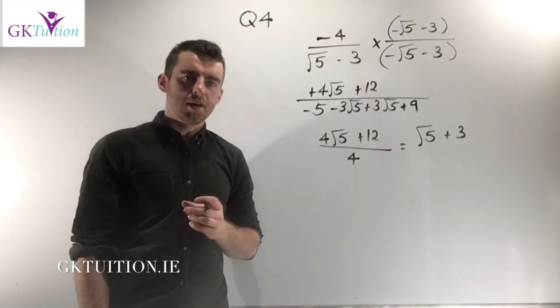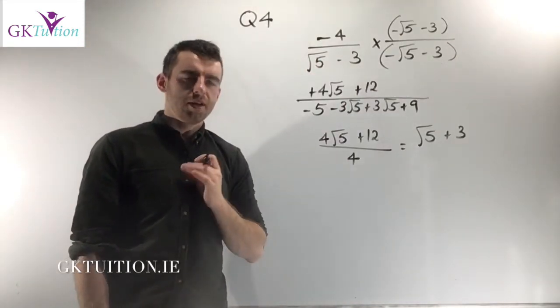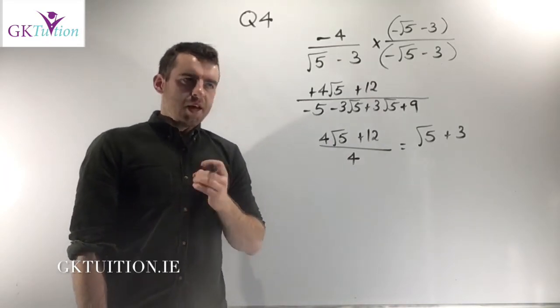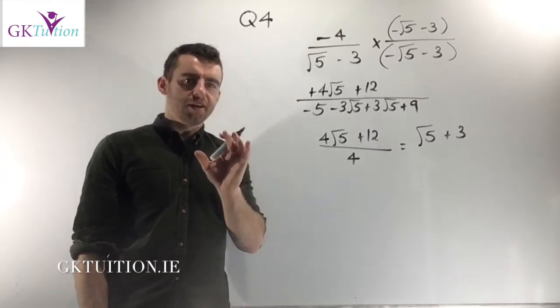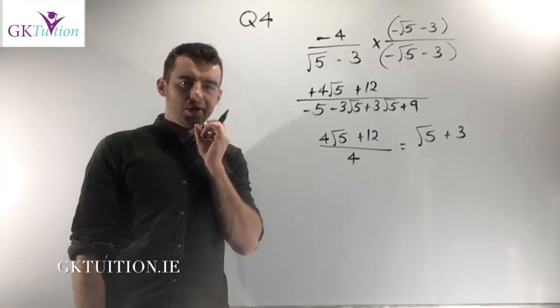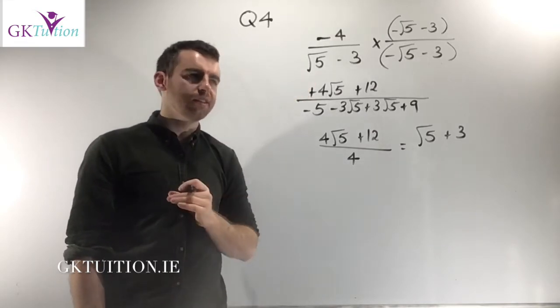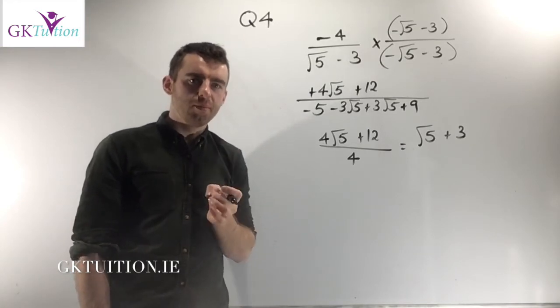In question 4, you were given minus 4 over root 5 minus 3. And you're asked to express this in the form of root 5 plus a number. Now you should recognize this from our notes when we started off trigonometry and we were introducing you to compound angle formula. We did a number of questions with this in it. And this is also very, very similar to something that comes up in complex numbers.